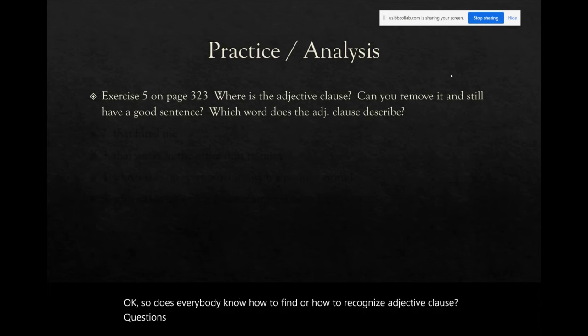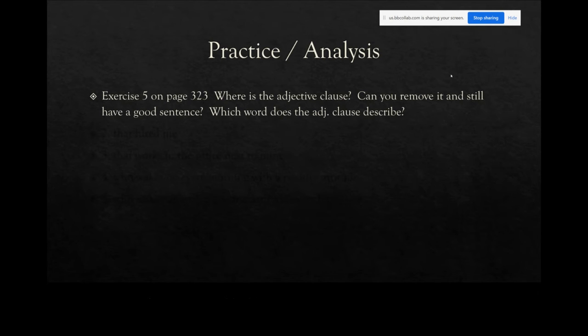Questions about recognizing it? Yeah, Amani? According to you, I'll be looking at the subject relative pronouns, which are who, that, which, and whose. Anything that comes after those words, those subject relative pronouns, would be adjective clauses.